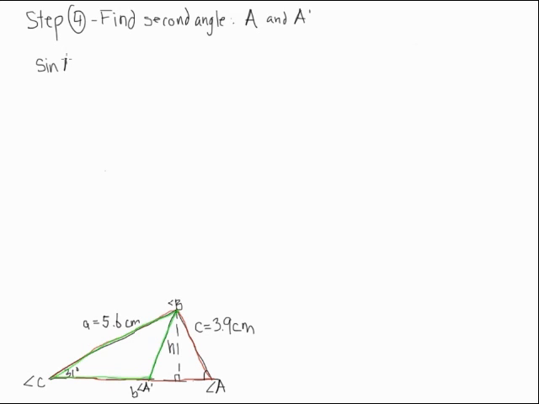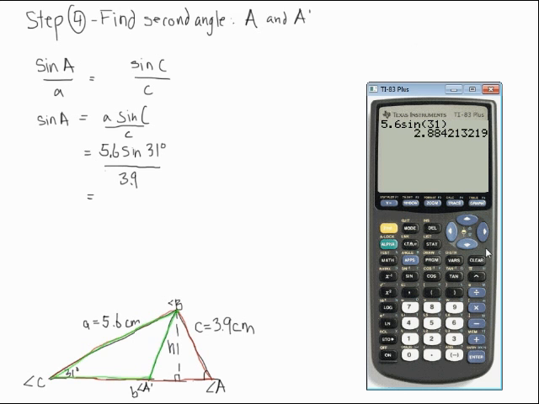So sine A over side A equals, let's use this pair since we have both of those, sine C over side C. And since we're looking for this, we want to get rid of that, so we are going to multiply that to both sides. A sine C over C, and now we'll put in the numbers. So A is 5.6, and angle C is 31 degrees, and side C is 3.9 centimeters.